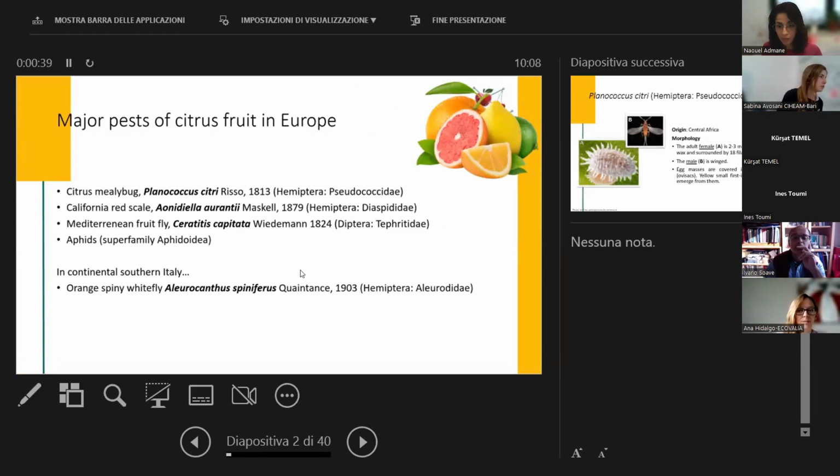But we will also briefly talk about the role of aphids, and we will also introduce you to the orange spiny whiteflies, which was recently introduced in continental southern Italy, as well as to other European countries.